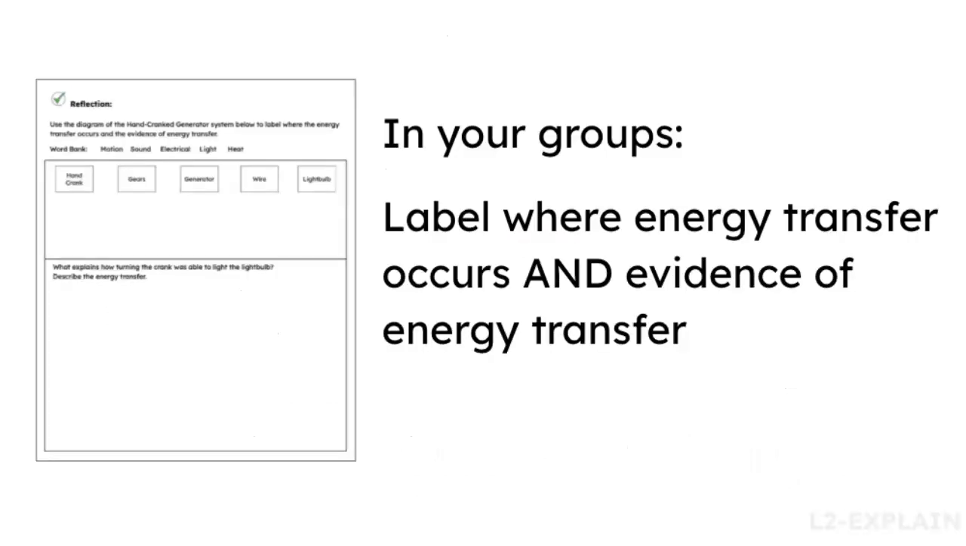You'll have students return to their small groups. Students should use the simplified diagram of the hand-cranked generator system on the Producing Electricity student journal page to label where the energy transfer occurs and the evidence of energy transfer. They will also create a written explanation.